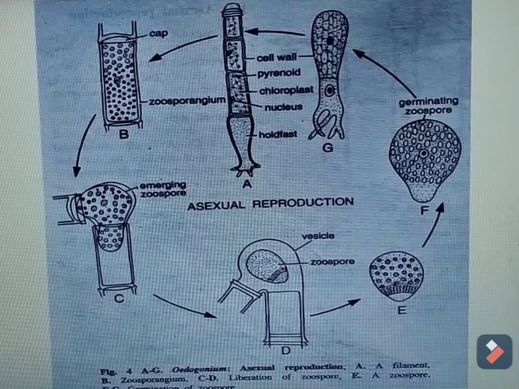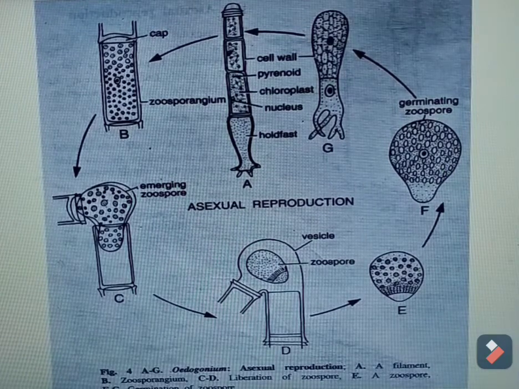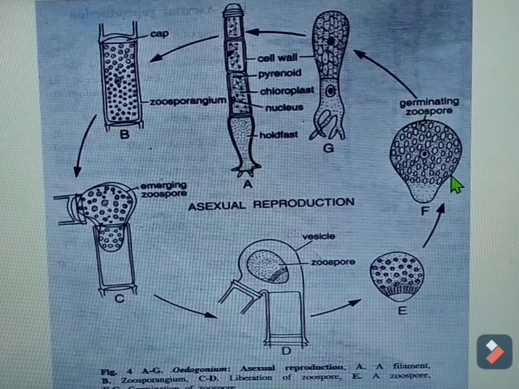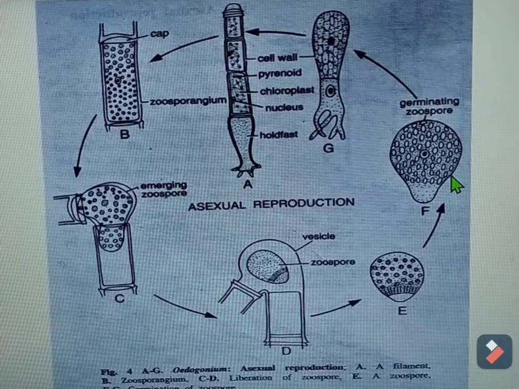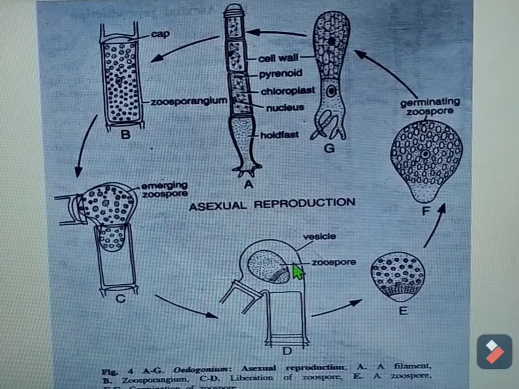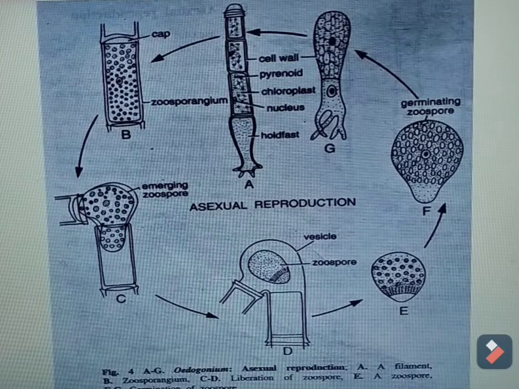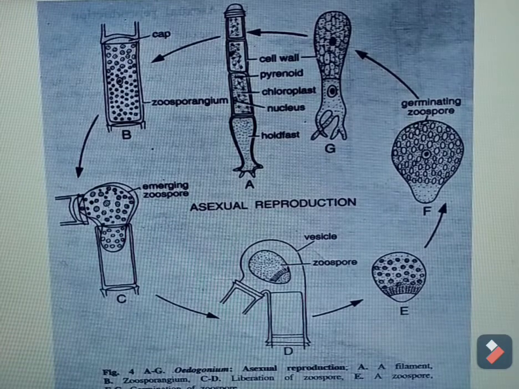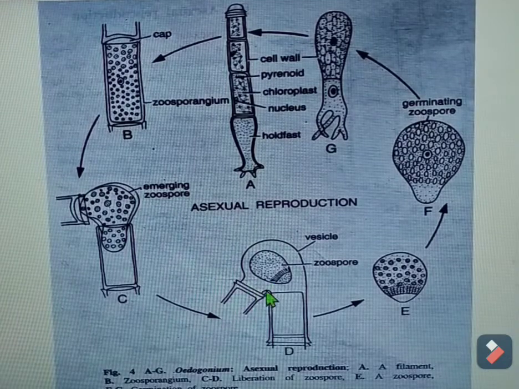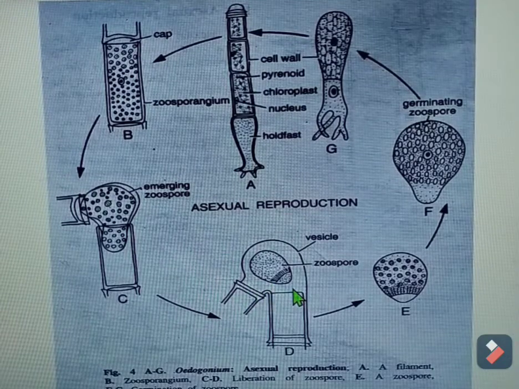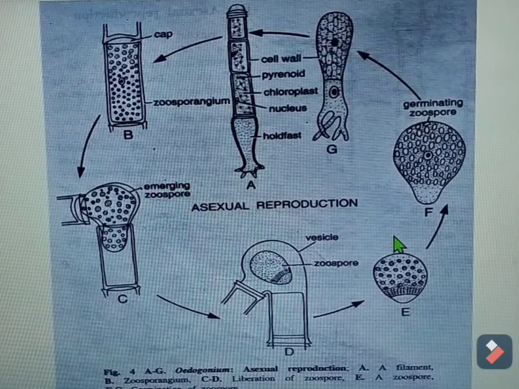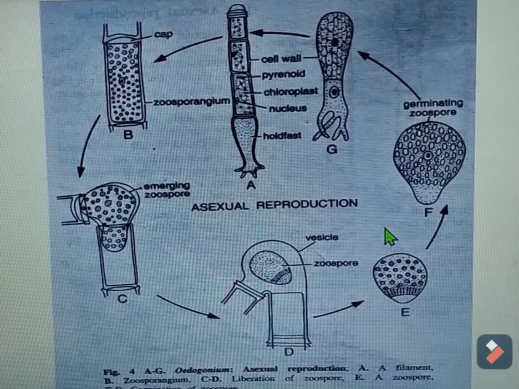And at maturity, what happens? At maturity of the zoospore, the wall of the zoosporangium will split near the cap region, and the adjacent cells move apart to make a passage for the liberation of the zoospore to the outside environment.